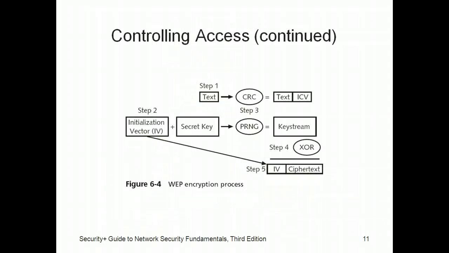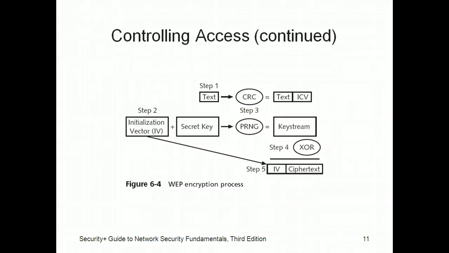So when WEP works, this is how it does work. You've got the text, we'll say the phone number. It has a CRC, which is basically a control access algorithm, plugged into the text. Then step 2 has a vector plus a secret key, which is an algorithm basically that they've used. Then the PRNG equals a key stream. The PRNG is a program used within the WEP environment that converts it into a key stream.